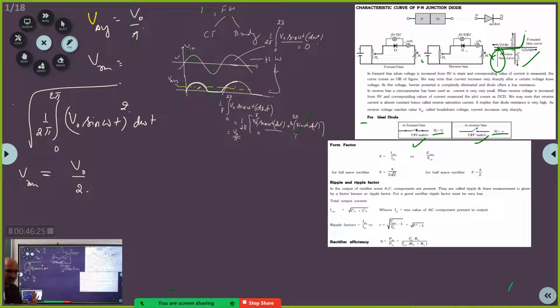Now you understand these two statistical averages. What is the RMS value? That is for full wave. Yes, that is for full wave. This is for half wave. Am I right, Arun?